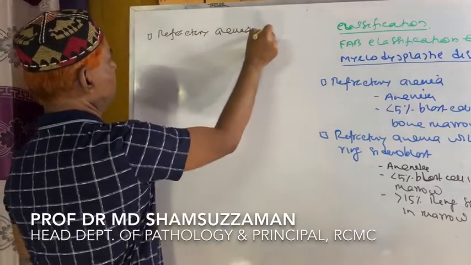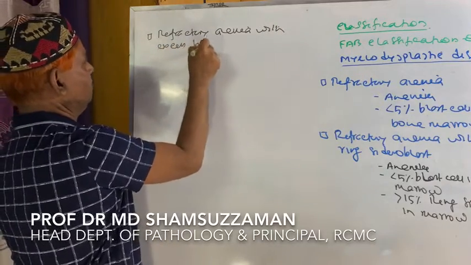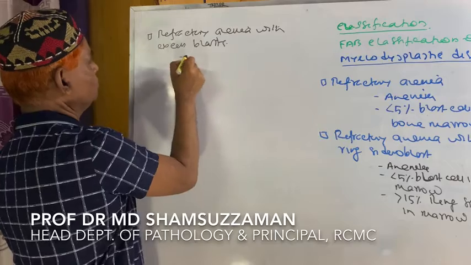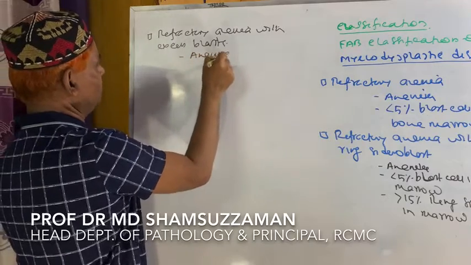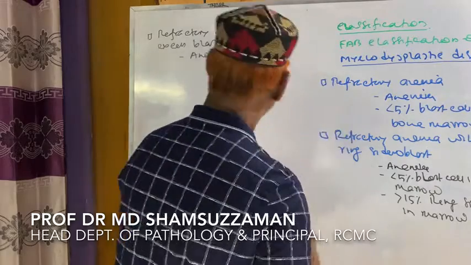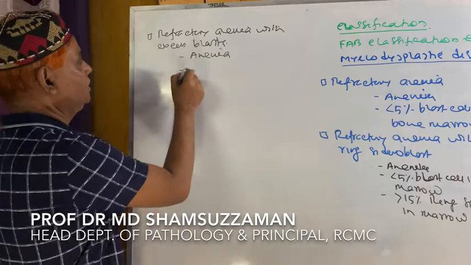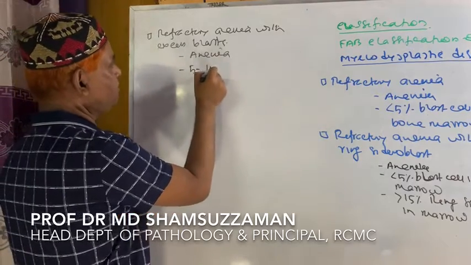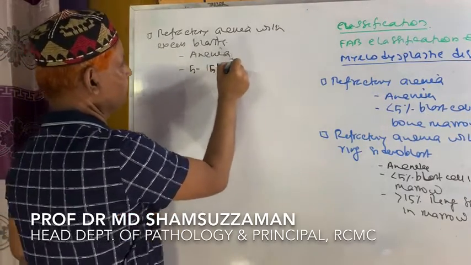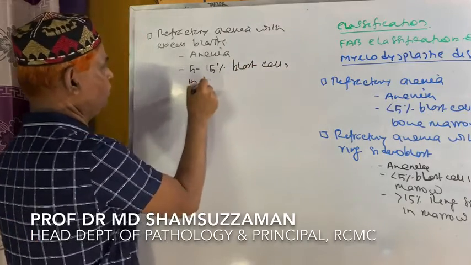Refractory anemia with excess blasts. The patient suffers from anemia here. There is 5 to 15% blast cells in bone marrow.